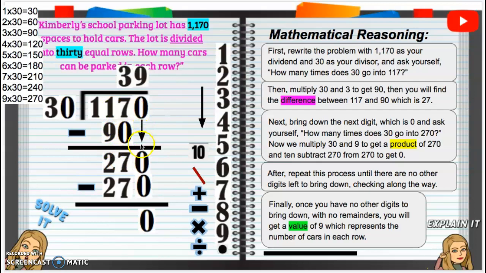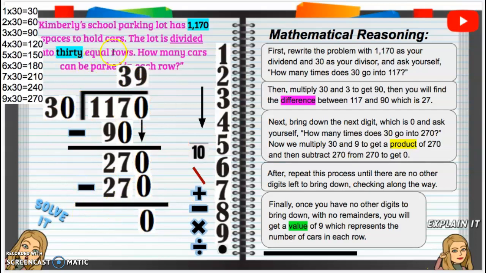Next, we bring down the next digit, which is 0. And ask yourself, how many times does 30 go into 270? Well, we know it goes in 9 times because we did some facts over here. Now we multiply 30 and 9 to get a product of 270. And then subtract 270 from 270 to get 0. After, repeat this process until there are no other digits left to bring down, checking along the way. We do not have any other digits to bring down here, so we are done. So finally, once we are done, we have no other digits to bring down with no remainders.